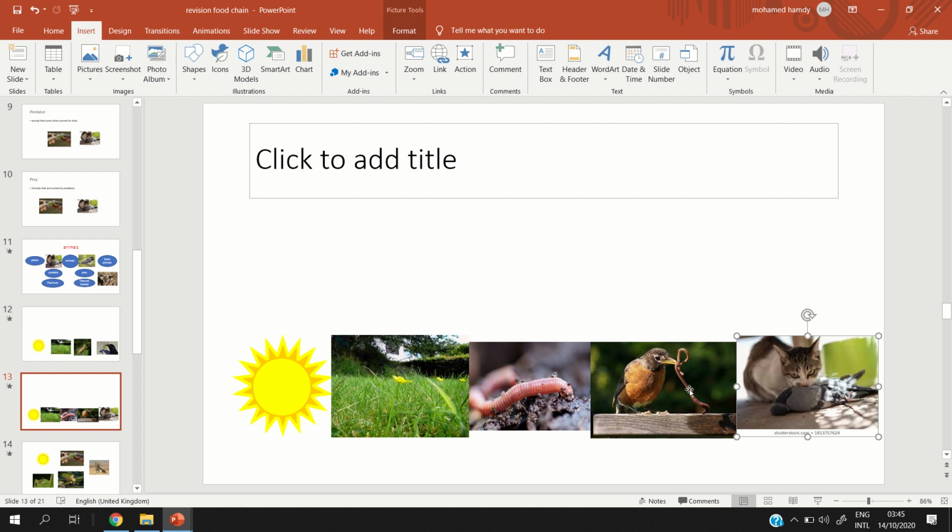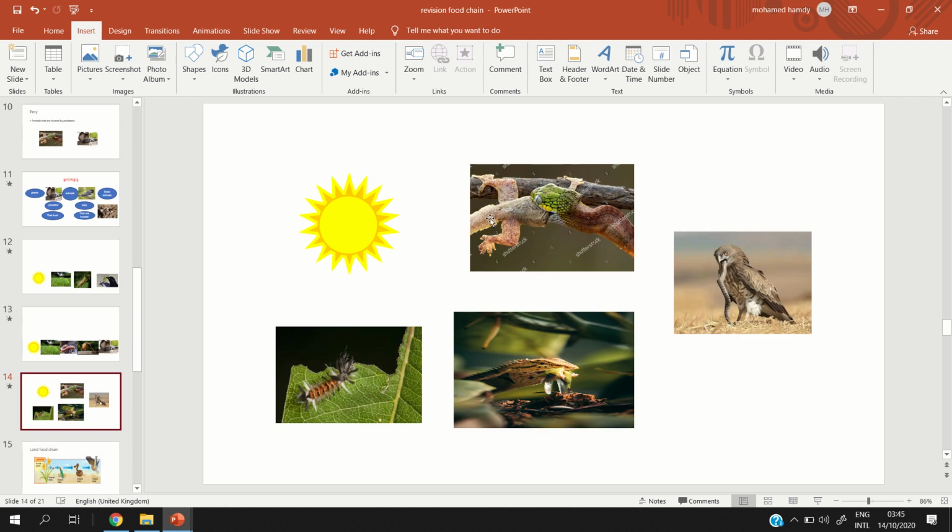The bird is predator. And the bird is prey. And here the worm is prey. Super great too, okay. And look at this food chain also. Who can arrange it for me?